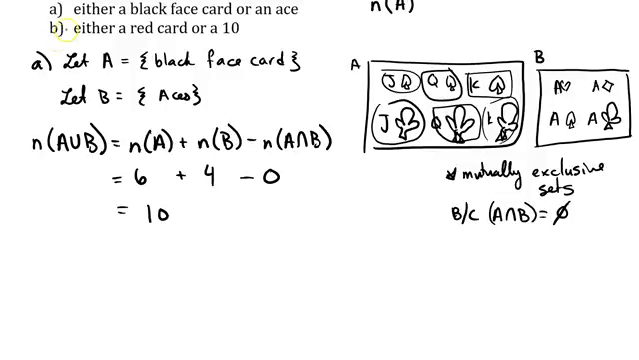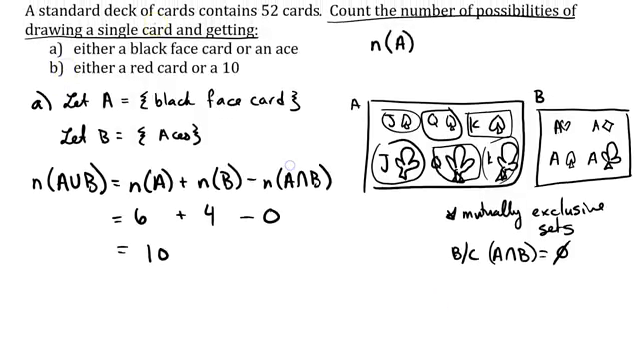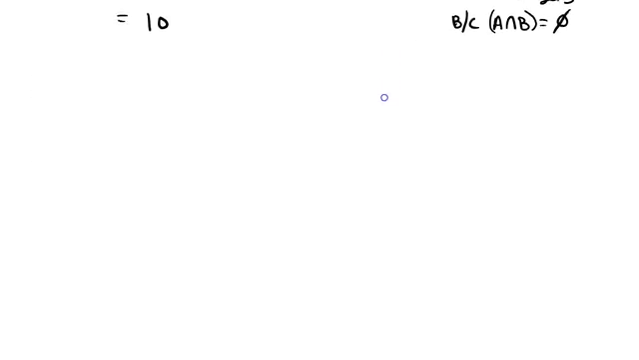What about part B? Determine or count the number of possibilities of drawing a single card and getting either a red card or a 10. So we're going to do this whole thing again. We're going to define our sets.